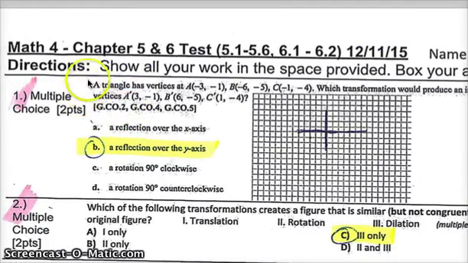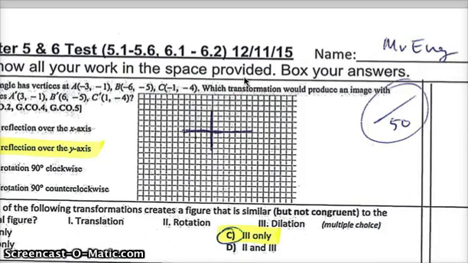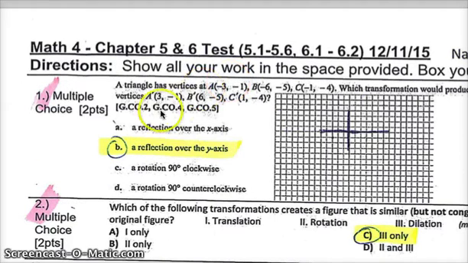This is the test corrections for the Chapter 5-6 test. These were sections 5-1 to 5-6 and 6-1 to 6-2. This was taken December 11, 2015. Again, directions always the same. Show all your work in the space provided and box your answers.